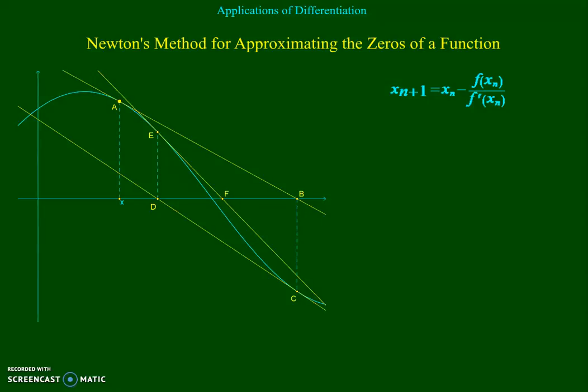This is part 18 of the series Applications of Differentiation. In this part, we're going to investigate the idea of Newton's method for approximating the zeros of a function.